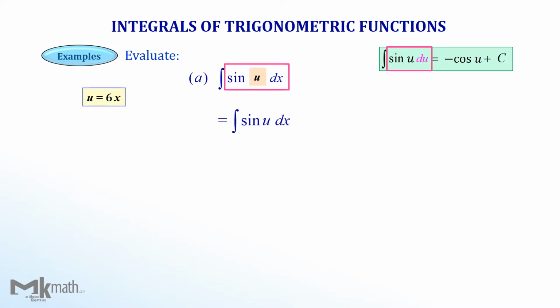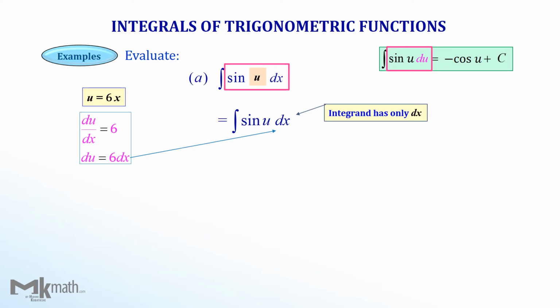Once we decided u, taking the derivative of u to get 6, then we convert it to the differential of u as 6 dx. Next, we need to compare the differential with the integrand. Unfortunately, the integrand has only dx, not 6 dx.